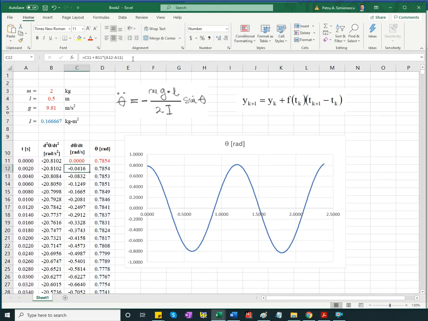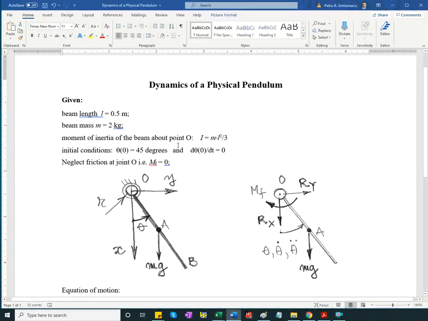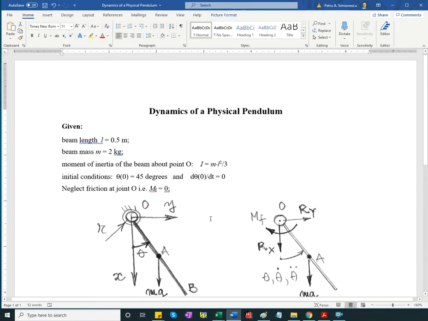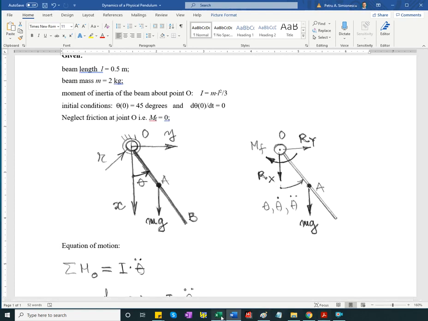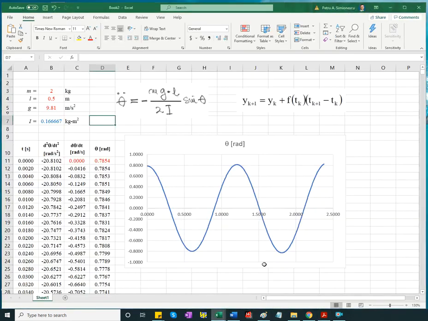So let me double check. Okay, so everything appears to be fine. I'm going to share on Blackboard, post on Blackboard this document as well as the spreadsheet, and this is it. So I'm stopping recording.